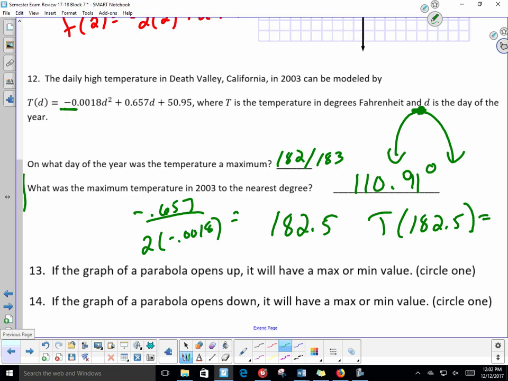So 13 and 14 are just a quick review. If the graph of the parabola opens up, so it's opening like this, will I have a max or a min in that parabola? Ryan? It would be a minimum. And then if the graph of the parabola opens down, will I have a max or a minimum? Scott? Max. Any questions on finding the vertex? Max or min?